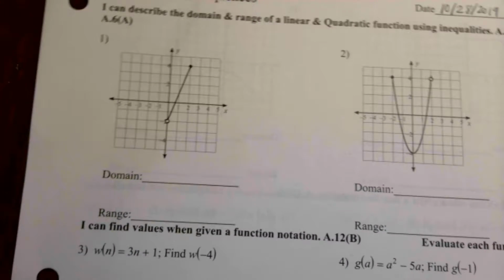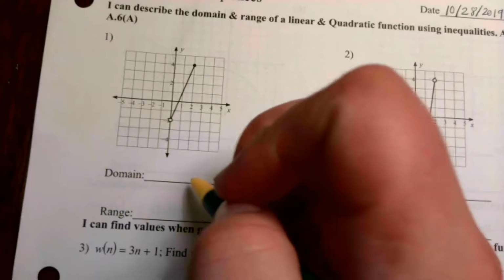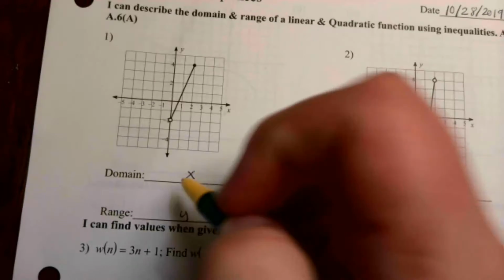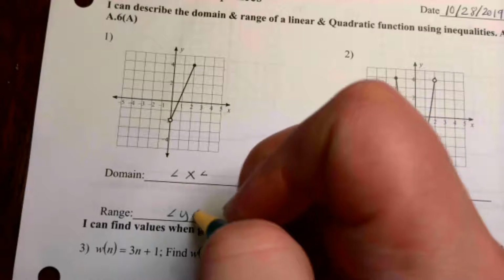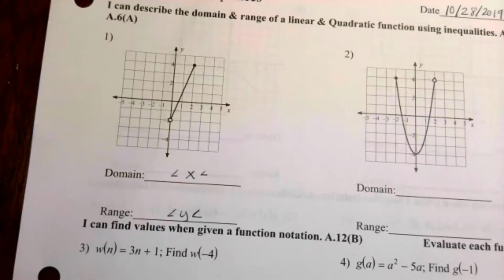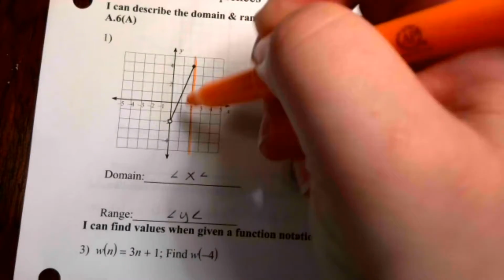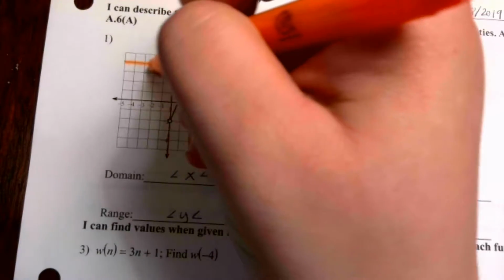Try to remind yourself, what's domain? X's or Y's? Domain are our X values. Range is our Y values. We're always going to use the less than inequality, and we're going to fill in. So I'm going to draw a box around this. It really doesn't have to be a box. You can just draw a line straight through, a dash line because that's an open circle.